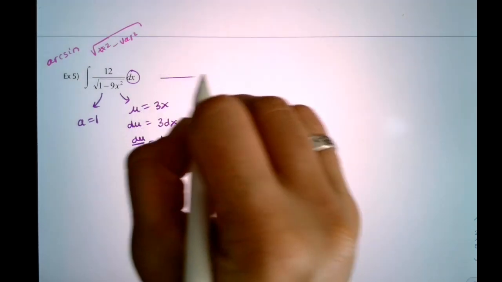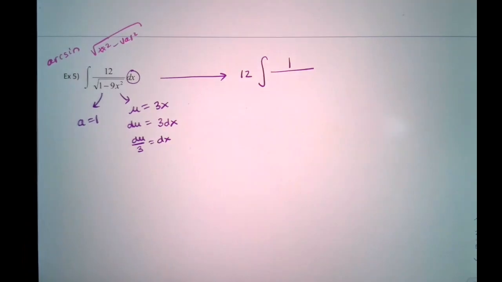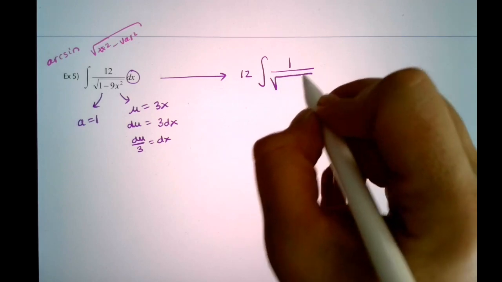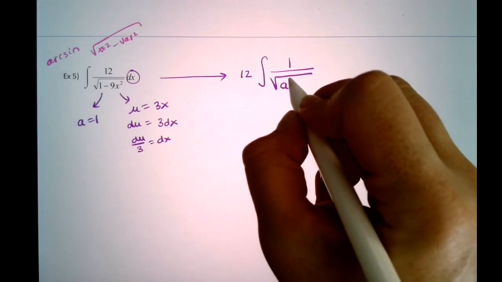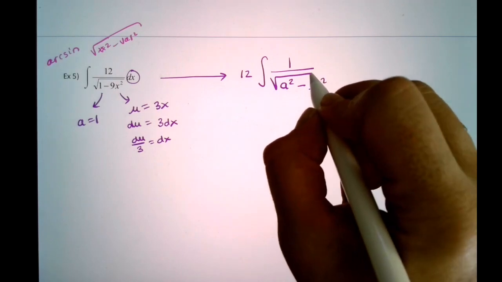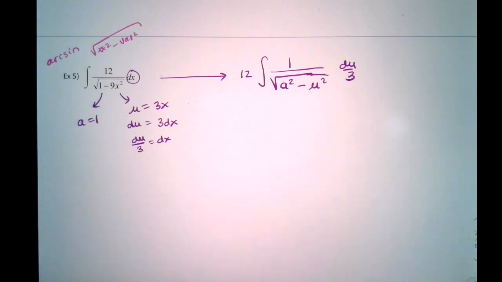Okay, so I'm going to come over here and work on what I have. I'm not bothered by the 12. I'm just going to take that out. That's more of a distraction. So I'm going to come here in the bottom and say, all right, what do I got? Well, I said a was 1, so a squared, 9x squared. I said that u was 3x, so I can call that u squared. And then in place of dx, remember, du over 3. This is my switcheroo, and now I have an integrand that looks exactly like the arc sine setup.